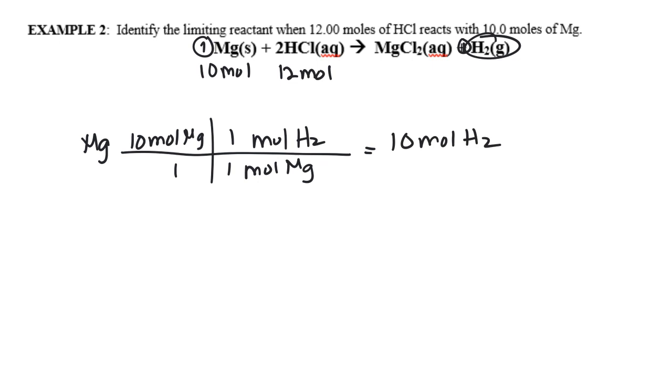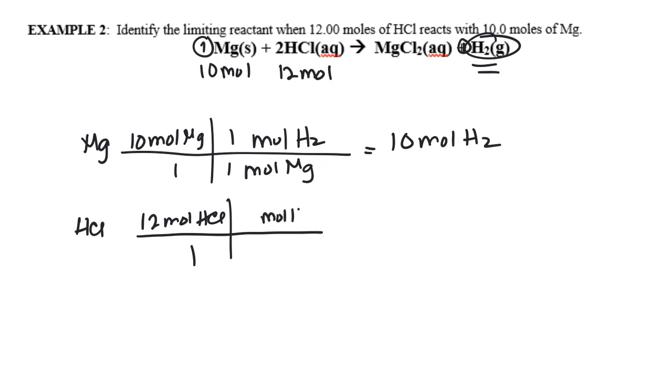But now I have to do the same thing with the HCl. So I have 12 moles of HCl, and let's figure out how much hydrogen I can make if all the HCl is used up. Remember, just go to the same product each time. Moles of hydrogen goes on the top, moles of HCl goes on the bottom. I have a 2 next to HCl and a 1 next to hydrogen. Units cancel, and if HCl is the limiting reactant, I get 6 moles of hydrogen.